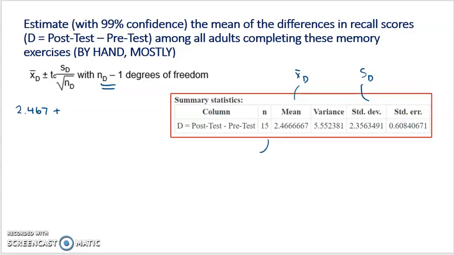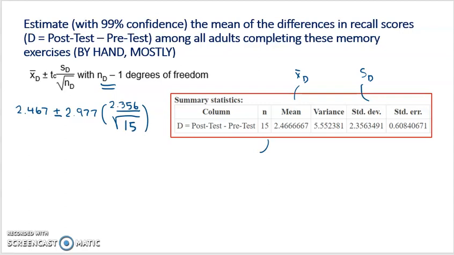So we've got the critical value, 2.977, times the standard deviation, which is 2.356, over the square root of the sample size, and that is 15, the sample size. So we'd do that calculation, plus or minus, you'd get a top end, an upper limit, and a lower limit.